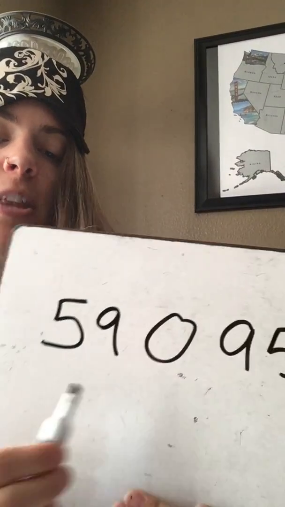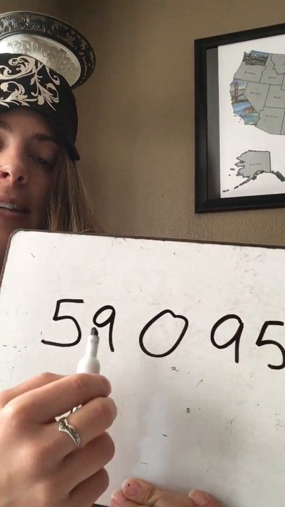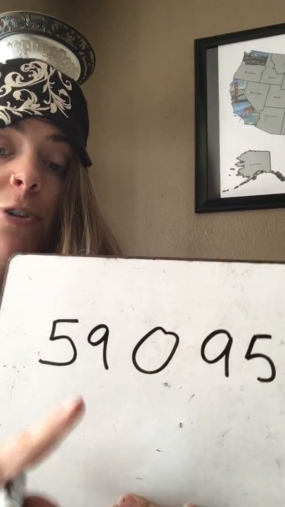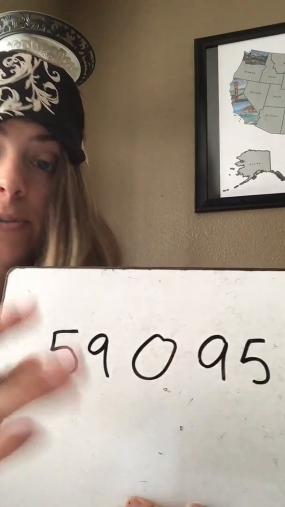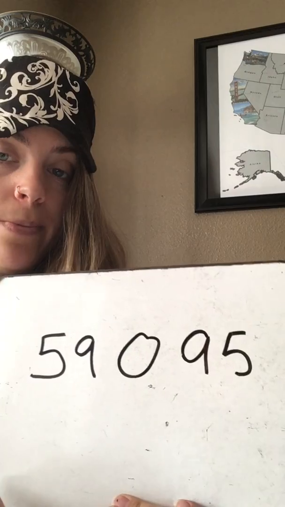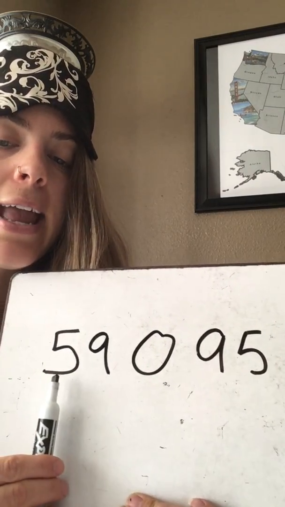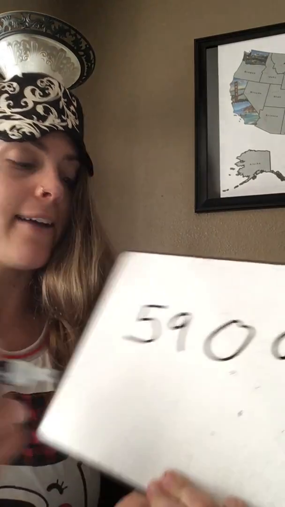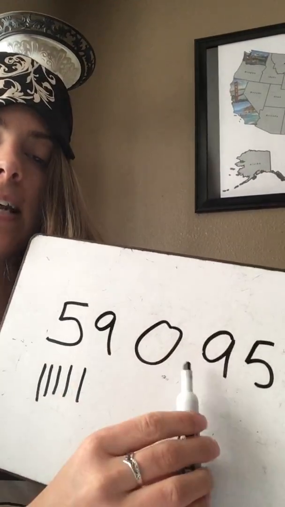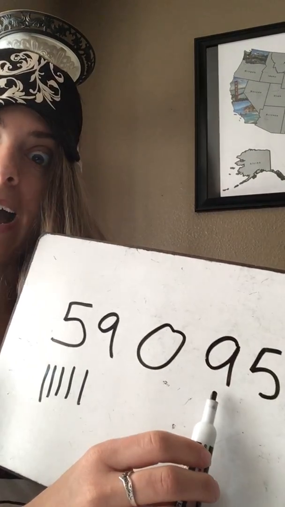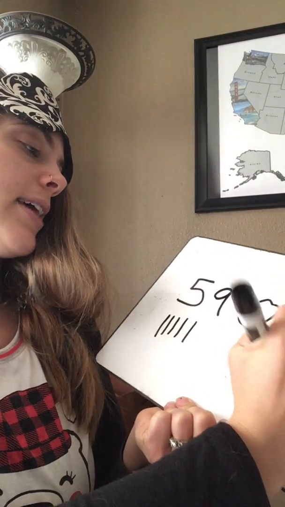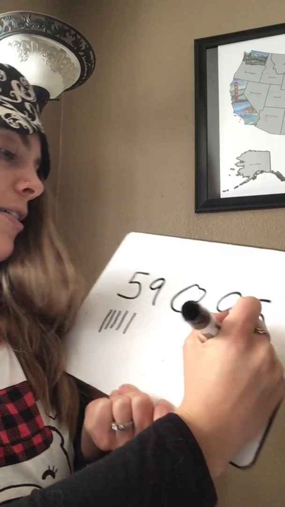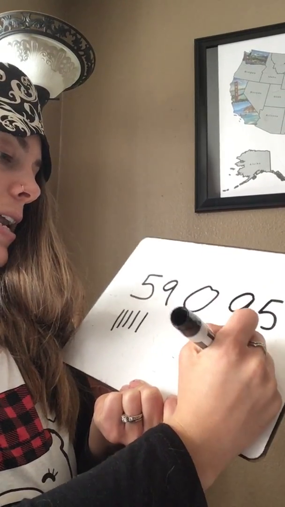Which way should the mouth go? Greater than, less than, or equal to? Well, first off, we know those numbers are not equal, right? Those are not the same, so it's not going to be equal to. By looking at our tens, 59, how many tens are here? 5 tens. 10, 20, 30, 40, 50. How many tens are over here? 9 tens. Let's count by tens again. 10, 20, 30, 40, 50, 60, 70, 80, 90.